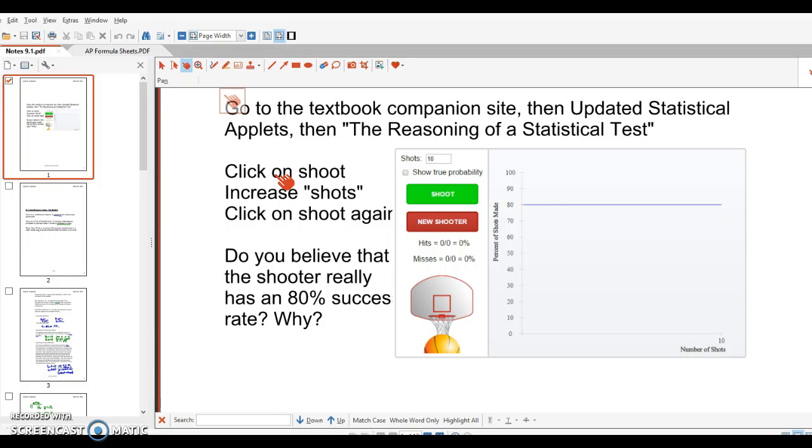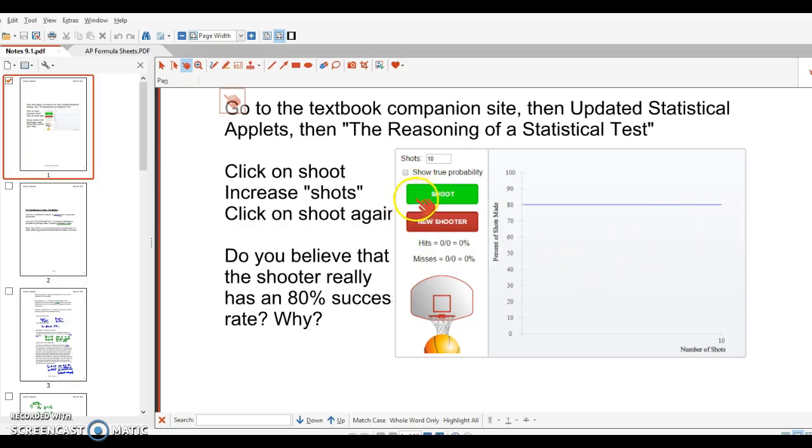and then the reasoning of a statistical test, you will get a screen that looks like this. Should be compatible even if you have occasional Java issues with your tablet. What it's looking at is whether you believe a certain randomly chosen shooter really does have an 80% free throw percentage. So if you hit shoot, it will show whether the person makes or misses the basket, and then the overall percentage toward the end of those 10 shots.